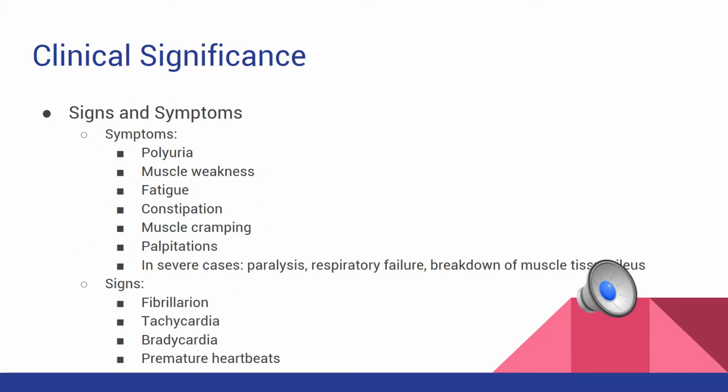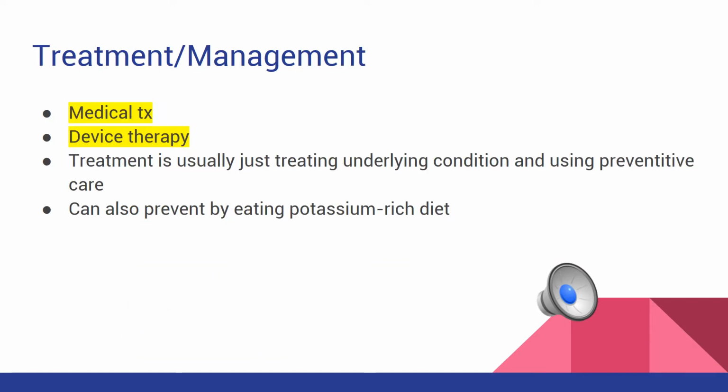All right, so what are we going to see in patients that have hypokalemia? The major signs and symptoms are polyuria, muscle weakness, fatigue, constipation, muscle cramping, palpitations, and in some very severe cases, you might see some paralysis, respiratory failure, breakdown of muscle tissue, and ileus, but these are only really going to be seen in super severe cases. Some of the physiological signs you might see are fibrillation, tachycardia, bradycardia, and premature heartbeats.